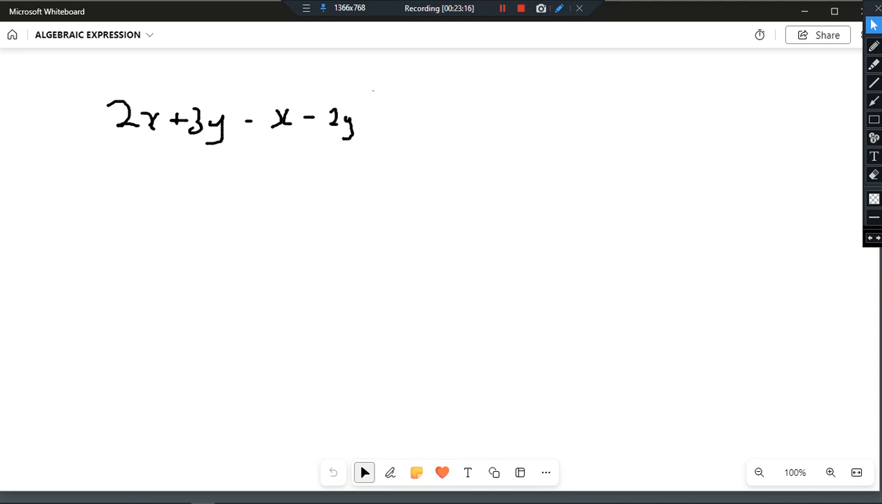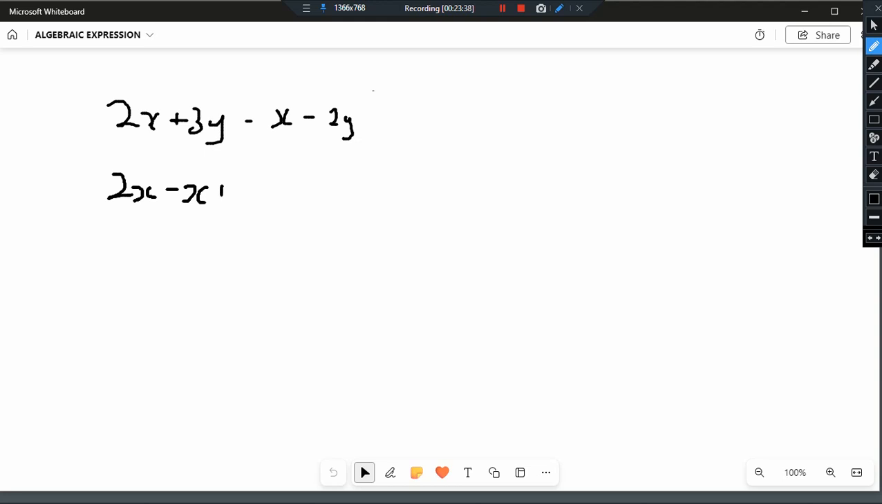Alright, so let us simplify this question and some other questions, and then we end the section. So just as we said, the first step is that we group the like terms which are identified already. So the like terms are 2x minus x.